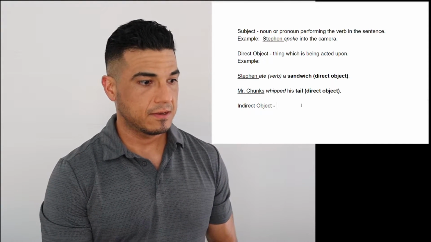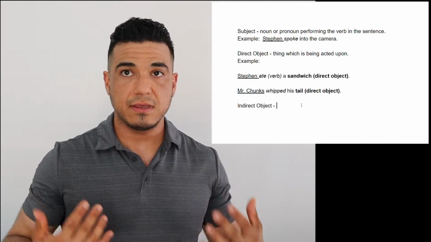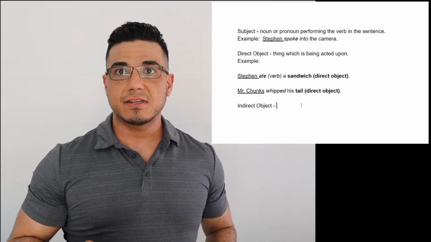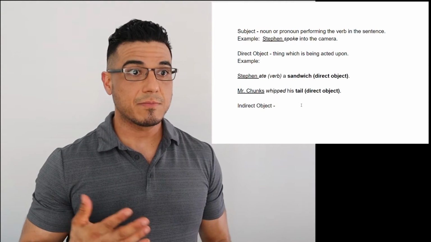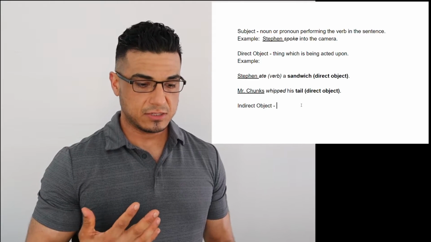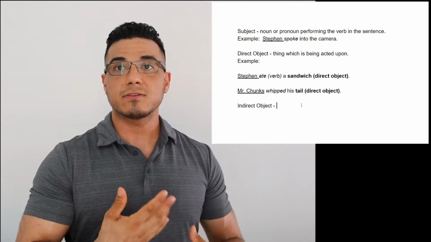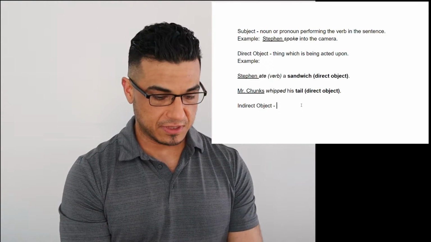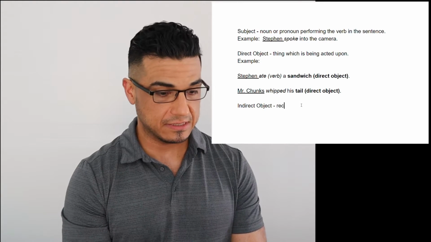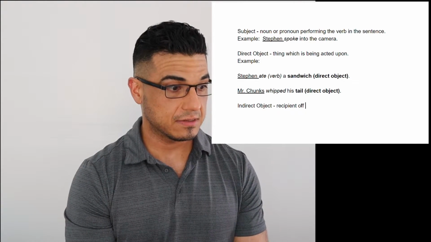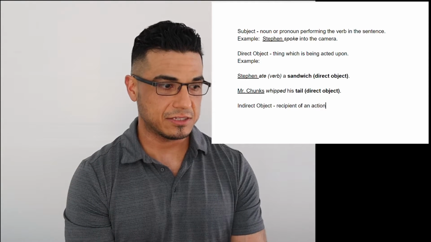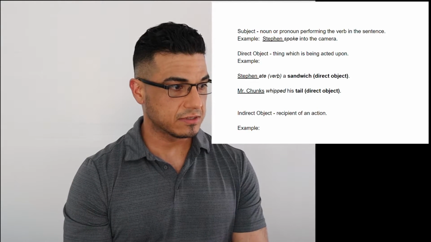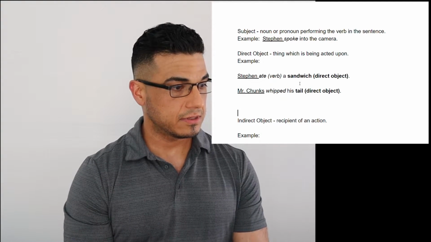All right. Now let's move on into an indirect object. With an indirect object, you're dealing with something that is, how should I say, an indirect recipient of a direct object. Okay, so let me go ahead and write it as this. It's the recipient of an action. Okay, let's look at an example of that.